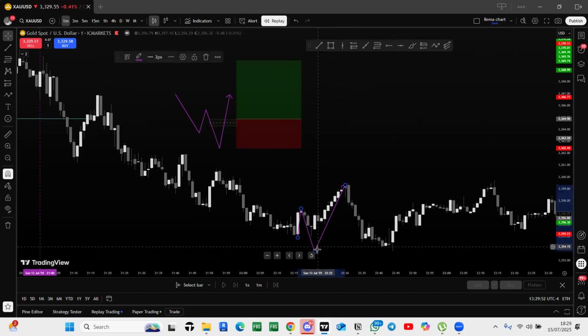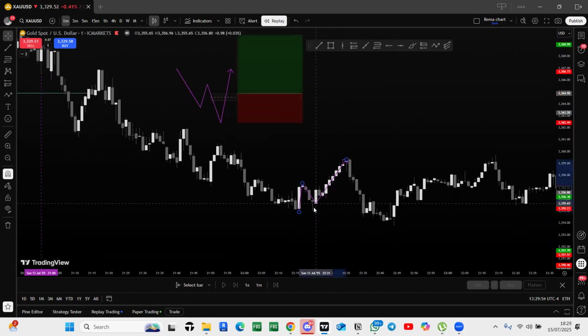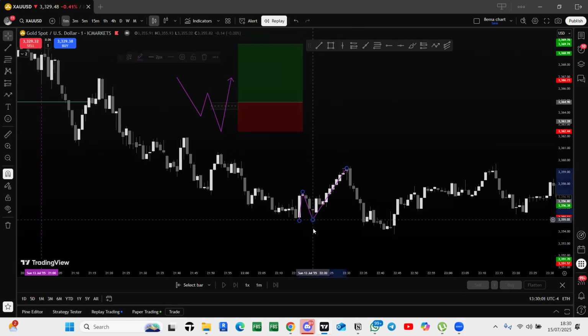It actually just came here, which was more like a double bottom. I'm not looking for a double bottom. I'm looking for a liquidity sweep. Something like that. Okay.